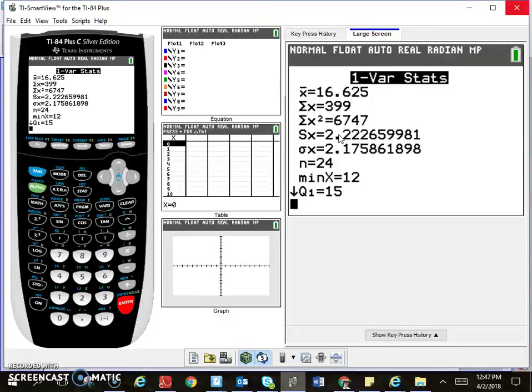The other two are already given to you in the problem. And that's kind of n equals 24. You should have had 24 numbers. So if you saw like 23 or 22, then you missed a number.